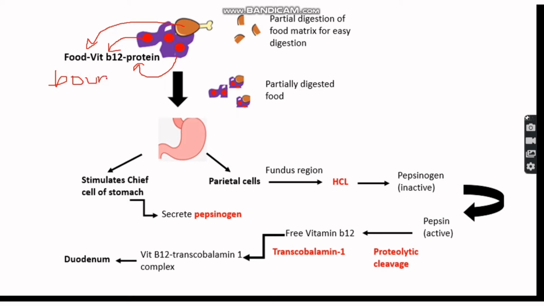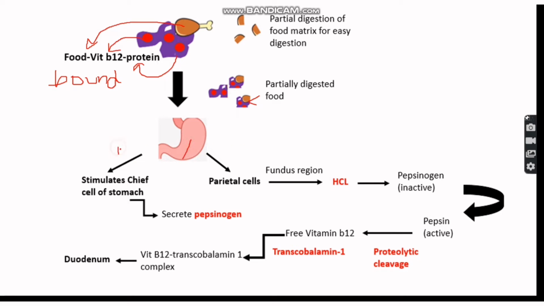Then how does our body digest this bound vitamin B12? First of all, in the mouth, there is a partial digestion of the food matrix. In the mouth, the saliva will release the salivary amylase enzyme that will partially digest the food matrix, the food particle. The remaining partially digested food, containing the food particle, bound protein, and vitamin B12, will enter the stomach.